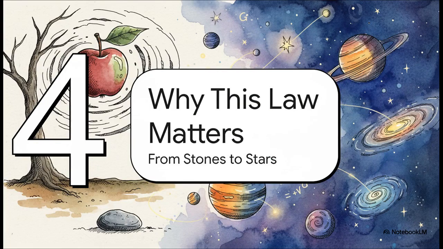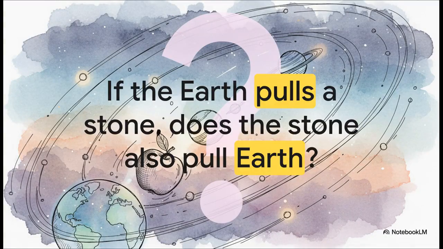Okay, so we've got the equation, we understand all the parts, but why does it matter? Why is this one single line of math so important? Let's dive into just how profound its implications really are. Let's start with a little thought experiment. We all know the Earth pulls a stone down, which makes it fall.